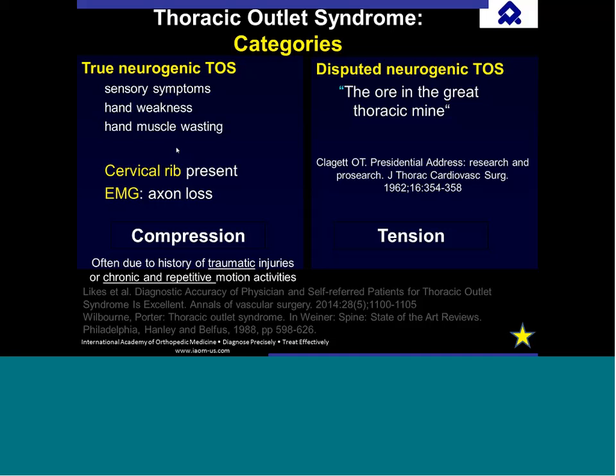In the disputed TOS, this is what we call the ore in the great thoracic mine. What that means is we can do something with this. We don't have permanent or objectifiable measures of damage to the nervous system, but we do have transient symptoms that we're able to impact because we can improve the mechanical environment.